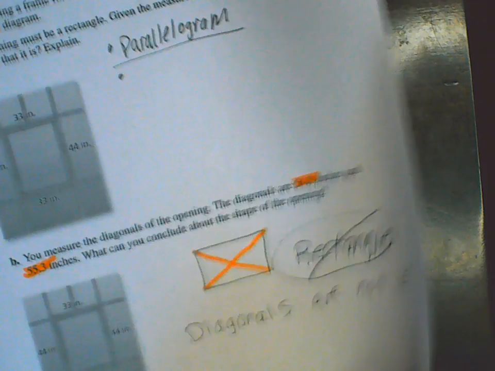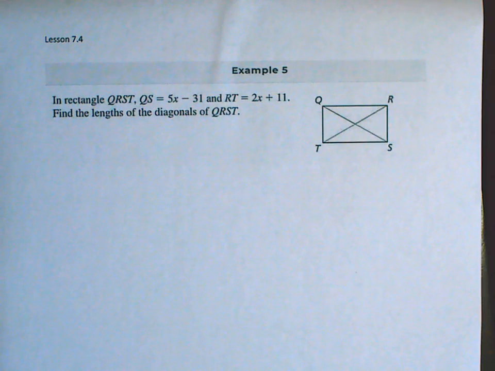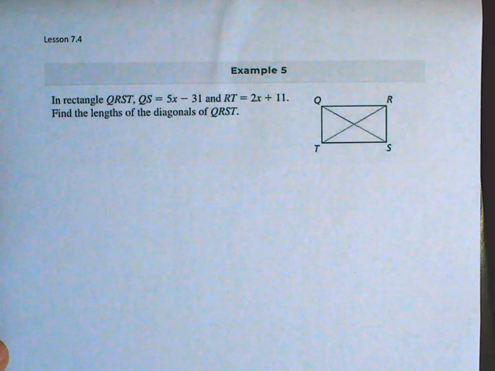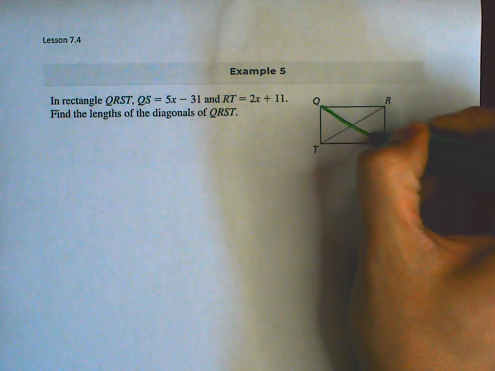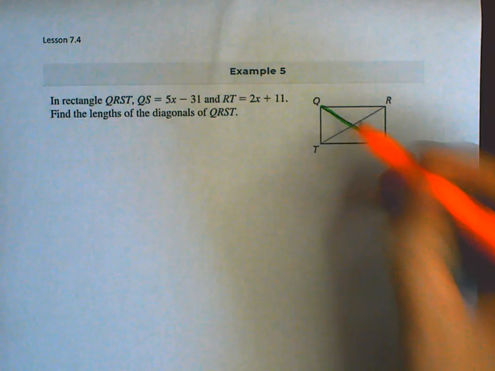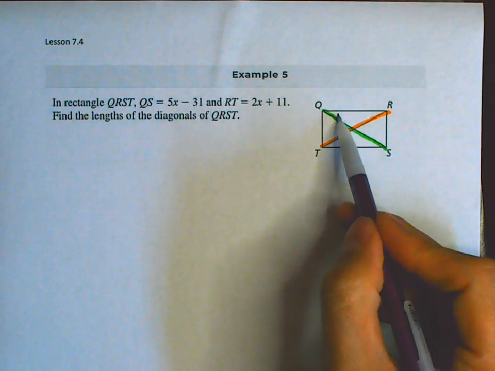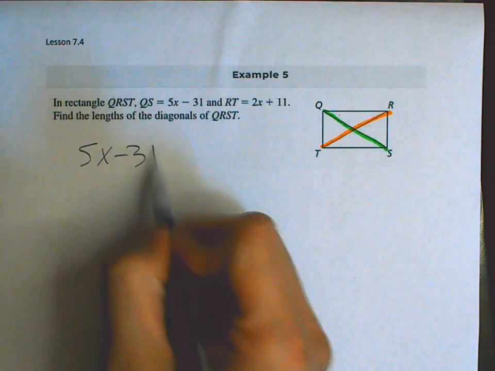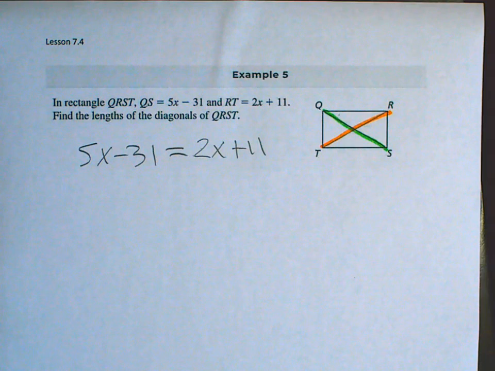Let's look at example 5. Okay, in example 5, it says QRST is a rectangle. QS is 5x minus 31 and 2x plus 11 equals RT. Remember, since this is a rectangle, the diagonals are congruent. So those two are congruent. The length of QS is 5x minus 31, and the length of RT is 2x plus 11. So I have to equate them and solve for x.